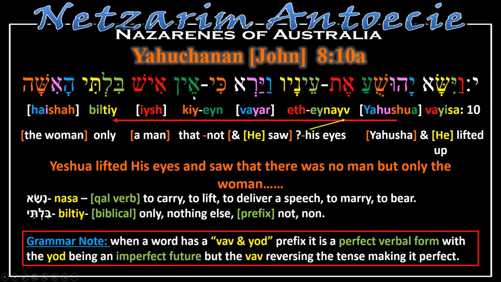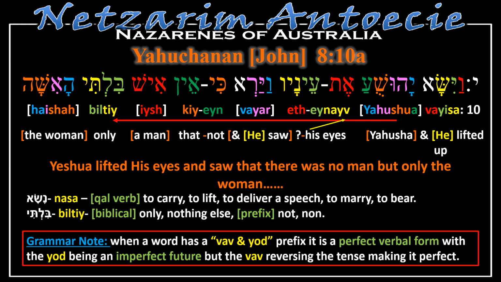Ki, that, ein, not, ish, a man, bilti, only, or we could say bilti is only, nothing else. As a prefix, it can mean not or non. So we could say only or except. Ha-isha, the woman.